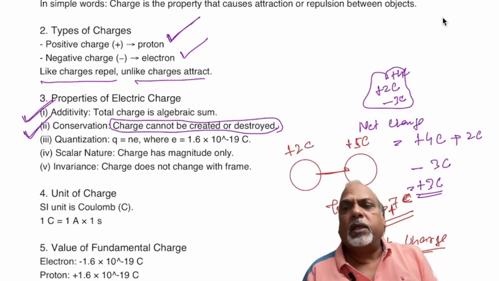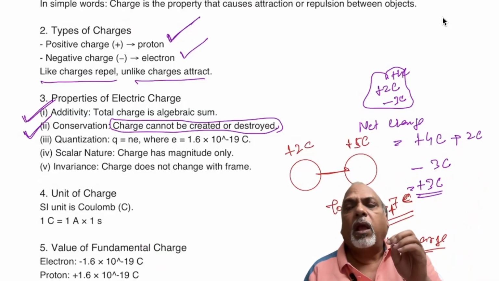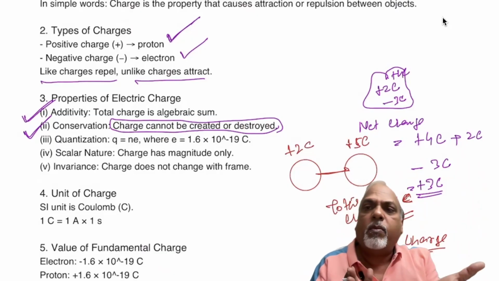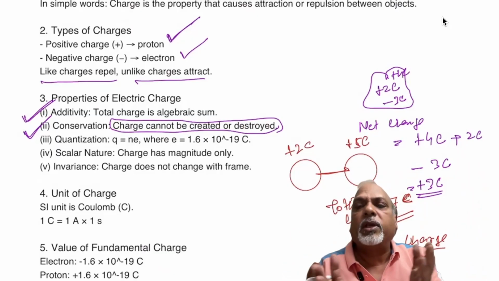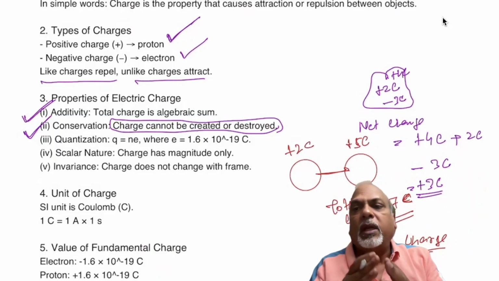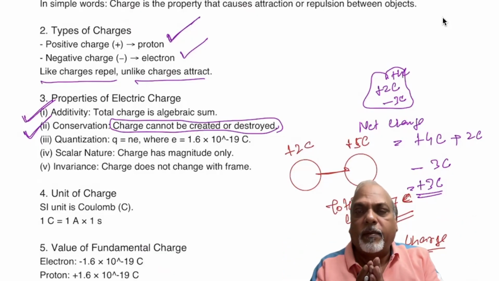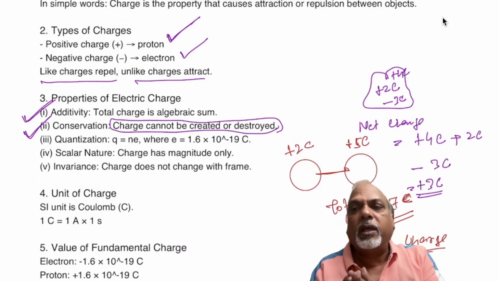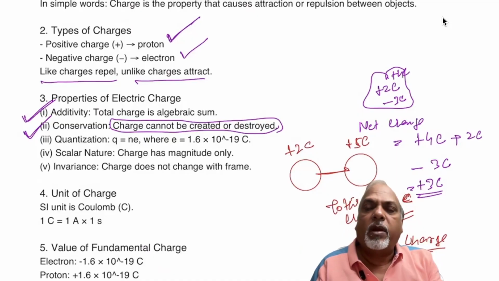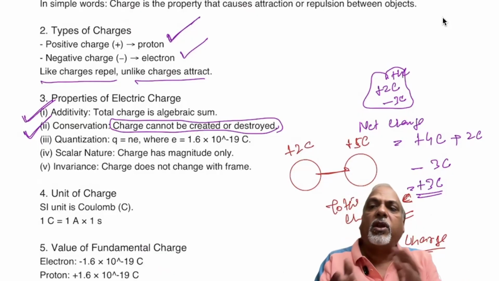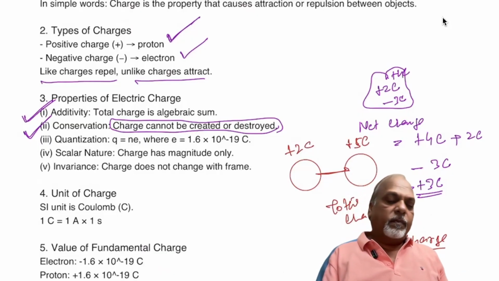Correct. Charges, if they are there on somebody, they cannot go anywhere. Even if you rub two substances, one becomes positive, another becomes negative. How does this happen? It is because of the transfer of electrons. Correct. No new electron or proton is created. From one body, there will be transfer of electrons to the other body. One will become positive, another negative, because of the excess or deficiency of electrons. Correct.